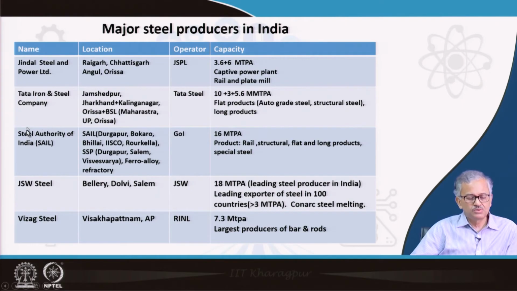And they produce flat products, basically auto grade steel, structural steel, and long products. Then we have the Steel Authority of India, that is SAIL. SAIL has units at Durgapur, Bokaro, Bhilai, ISCO and then Rourkela.